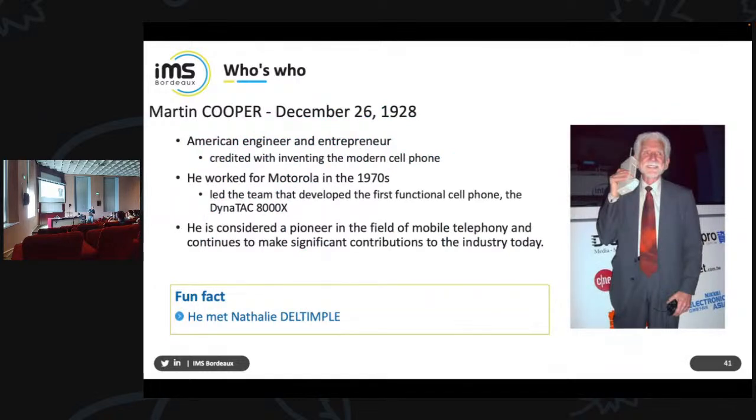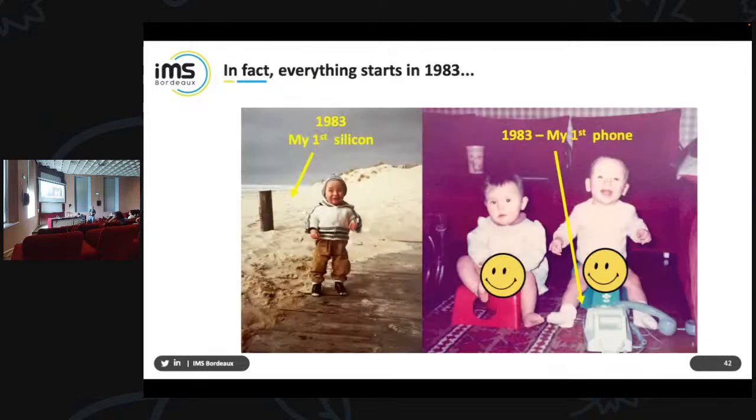So I would always like to know who is doing what in terms of technology. So I talked about Martin Cooper. There is a fun fact about him. He met Natalie Imbruglia. Remember Natalie yesterday afternoon for the training on Cadence? So yes, they met together in 2016. That's the very important fact. Oh yes, really important. Sorry, I forgot my slide. So this is me when I was young.